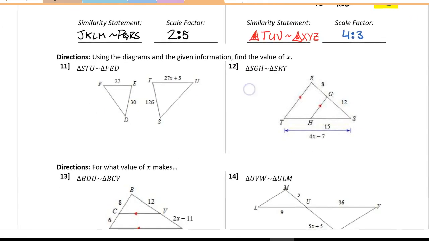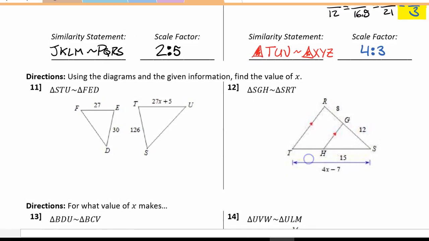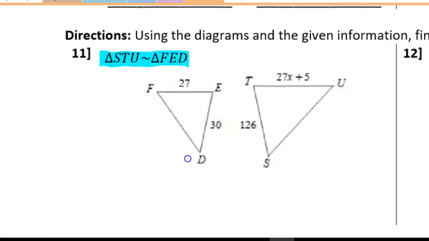Questions 11 and 12, using the diagrams and the given information, find the value of x. Now in both of these, we are given a similarity statement to start with. So from a general sense, we know that since the triangles are similar, the angles are congruent, and more importantly, the sides are in proportion. So looking at question number 11, we know that all the sides are in proportion, meaning that side ST is in proportion to FE, TU, ED, SU, and FD.